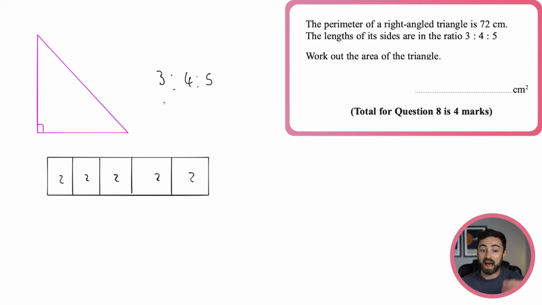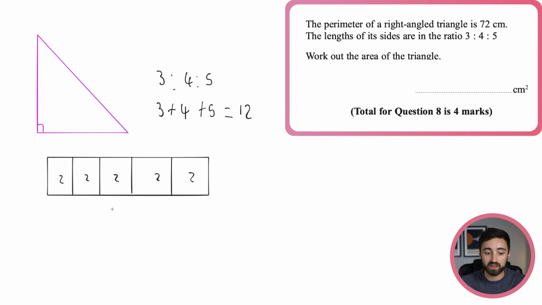So here's what we do. We add these things up to work out how many chunks there are. So 3 plus 4 plus 5. 3 plus 4 is 7. Add another 5, I get 12. Okay, so I'm splitting up my 72 pounds or centimetres or whatever pieces of chocolate into 12 equal chunks.